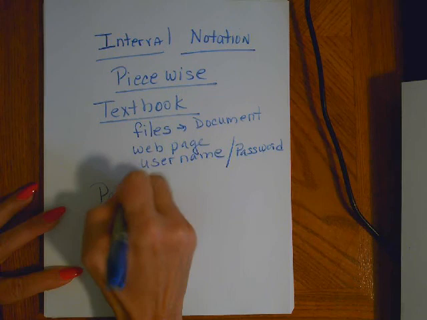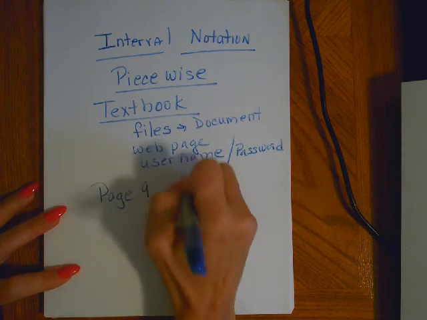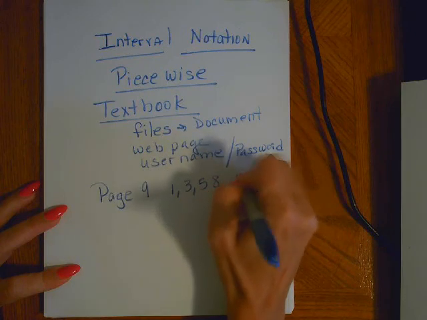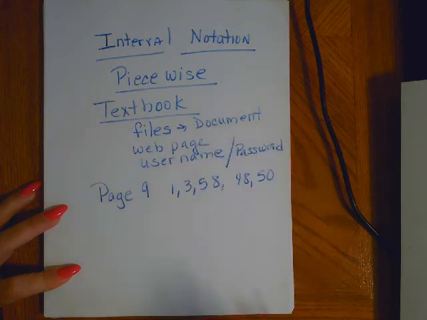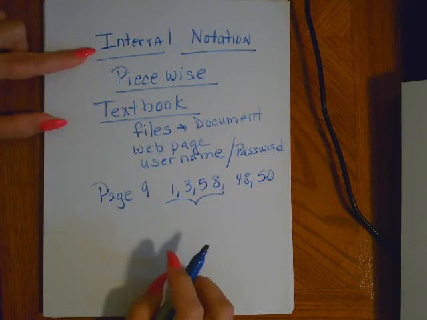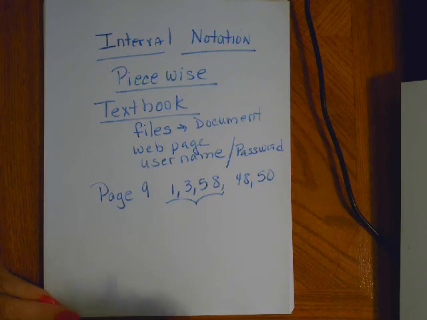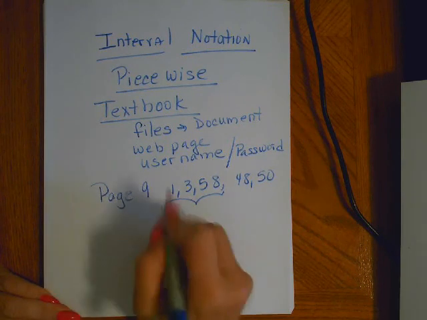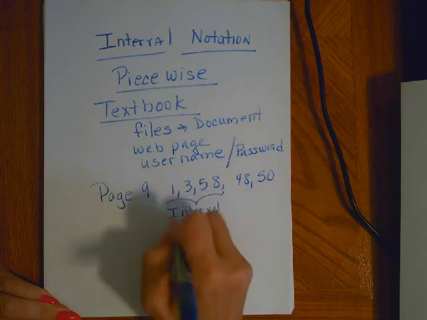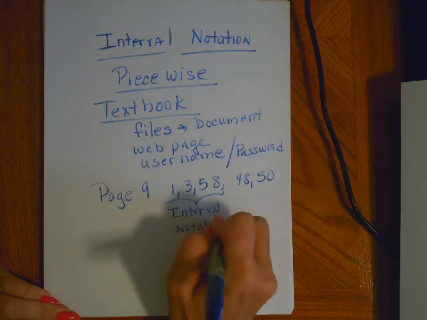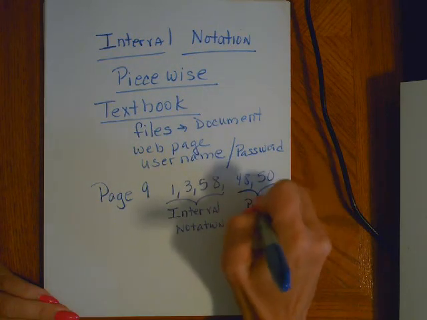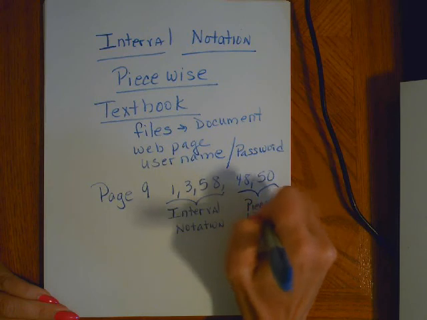Okay, in your textbook for homework, I want you on page 9 to do 1, 3, 5, 8, 48, and 50. Now listen up. 1, 3, 5, 8. The directions say to do interval notation and set builder notation. I didn't show you set builder notation, so don't do it. Just do interval notation. Okay, ignore the set builder notation directions. And these 2 are some piecewise functions.